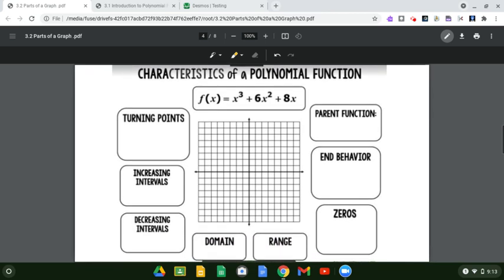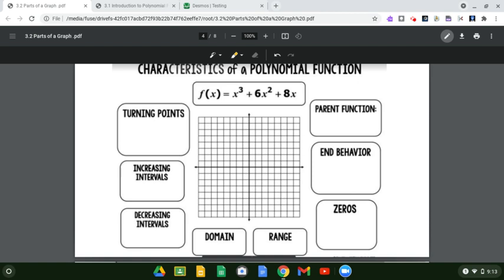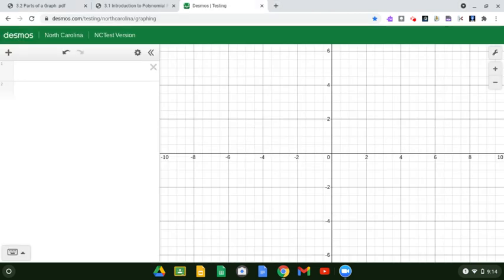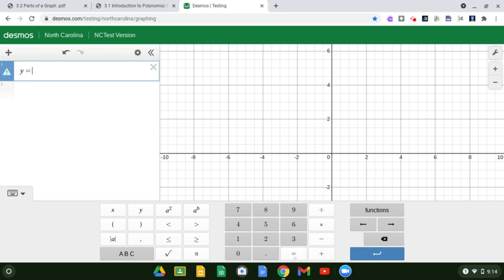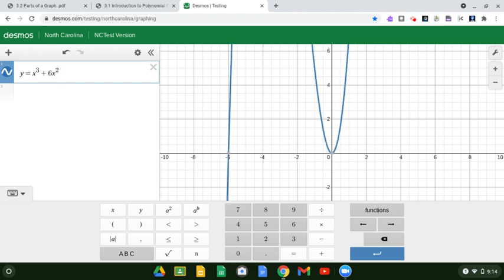Now we're going to look at characteristics of a polynomial function. The first thing that I'm going to do with this polynomial function is to stick it into Desmos. That is a great practice for you to do every time you're given a polynomial. It'll help you to describe and look at the features of the polynomial function that you're given. So I'm going to open my Desmos tab and type in y equals x cubed plus 6x squared plus 8x.